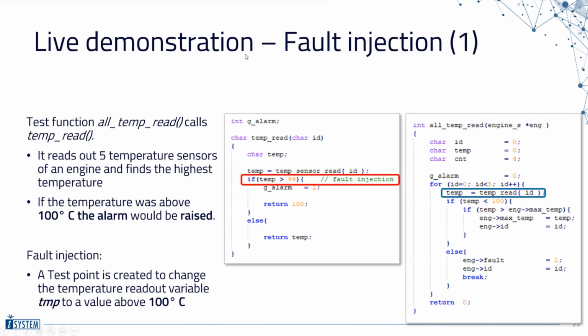So for the demonstration, I will use a function called allTemperatureRead. This function allTemperatureRead in a for loop calls the temperature read function 5 times. Instead of stubbing this function, I will stop execution at this line and I will change the temperature. So once it will be below 100 and several times it will be above the 100. So I'll get both the true and the false condition for the if statement. And I will also measure the coverage. So let's go to testIDEA.